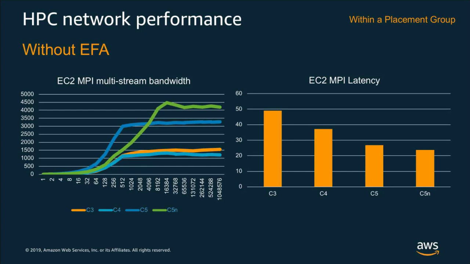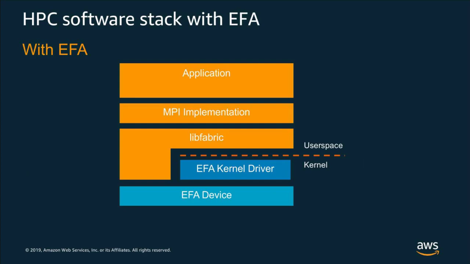Here's the stack with EFA. It is similar to the before stack, but you can see that the MPI communication now bypasses the Linux kernel and the ENA stack. This is done with a library called by MPI that is called Libfabric. Libfabric then talks directly to the EFA hardware.